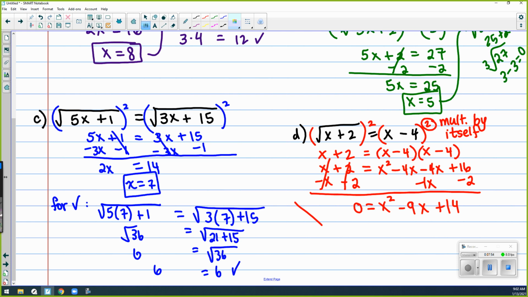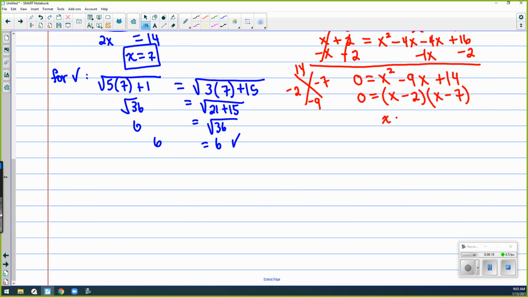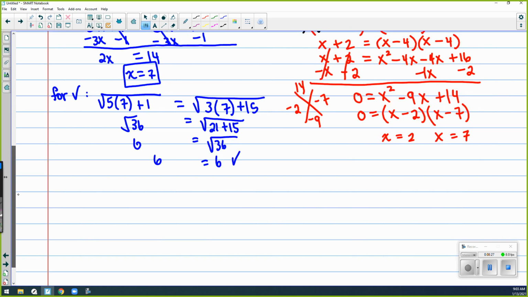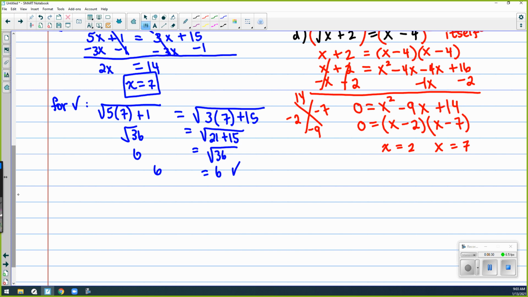Okay, can I factor this plain Jane trinomial? What two numbers would multiply to 14 but add up to negative 9? Negative 2 and negative 7. We haven't factored in a while. Hopefully that comes back to you. So then I can rewrite this as x minus 2 and x minus 7. What would my solutions be? Remember, we need to use the zero product property. And my solutions would be just x equals 2 and x equals 7. Again, zero product property. But before I lock either of those in, I need to check for extraneous solutions.